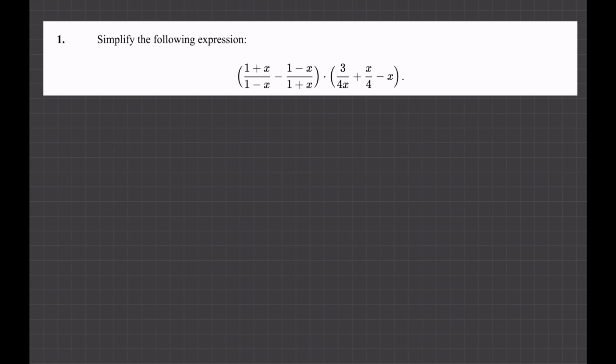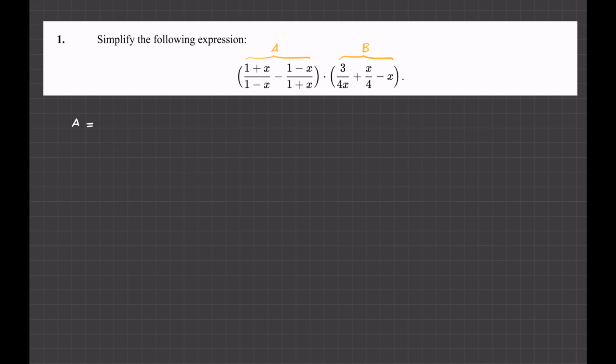Simplify the following expression. As you see here, I have the difference of two fractions, here I have the sum of three expressions, and then finally I want to multiply them. So I can do them case by case. For example, if you don't mind, let me call this one capital A for simplicity of writing, this one capital B. Now let me simplify capital A.